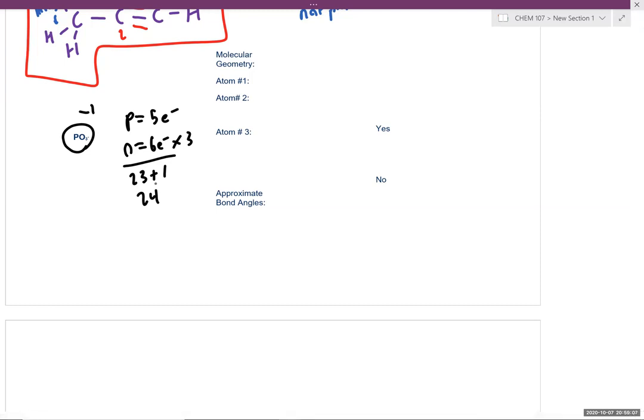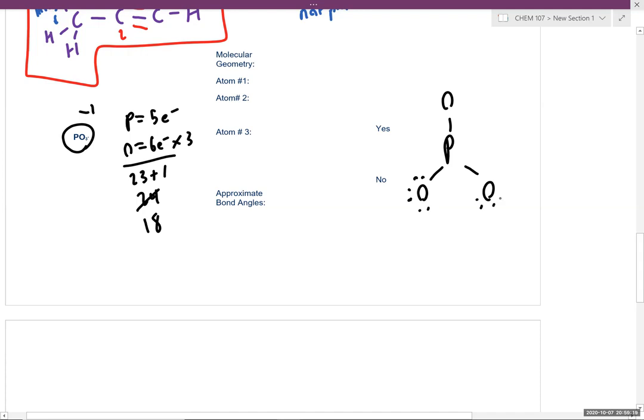Okay, we put phosphorus as the central atom and surround it with our 3 oxygens and form 1 bond each. We're now at 18 electrons. We place lone pairs on each of our oxygen atoms until the octet is fulfilled. We've used up all 18 electrons. And now what we're going to do is convert one of our lone pairs into a bond.